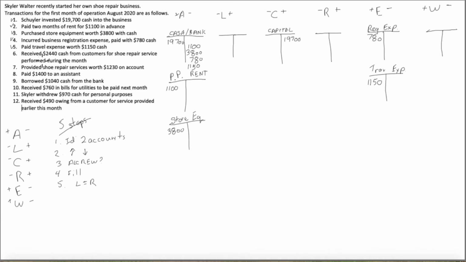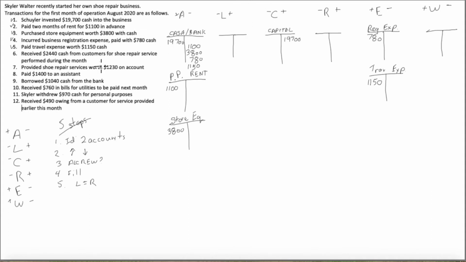Received $2,400 cash from a customer. So think of it, the cash, you actually received it, for shoe repair service performed during the month. Okay. So what are the two accounts? If we received cash, that already tells us which one it is. So cash and bank. From a customer for shoe repair service performed earlier in the month. So if we actually received money, is that a liability? Capital? No. Is it revenue? Yeah, because we received, we made some money. Excellent.